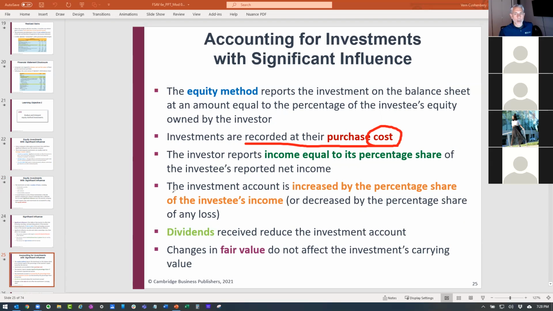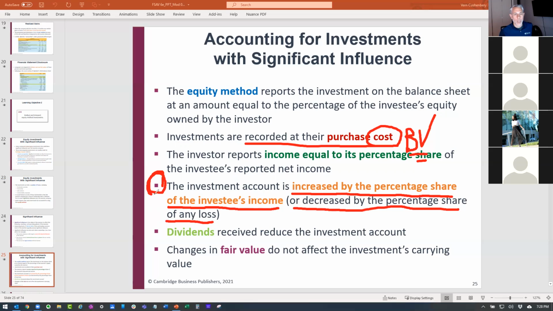So the investment account, meaning what we originally pay, puts the investment on our books at book value. Now that account is going to be adjusted or increased by the percentage share of the investee's income, or decreased by the percentage share of any loss. This is the most important bullet point on the page. If you want to just circle that or star that, remember to come back to it, because you need to know that with the equity method of accounting, if a company issues a dividend, we are going to reduce the investment account on our books.